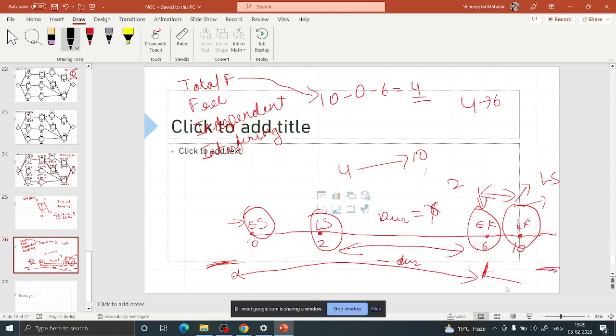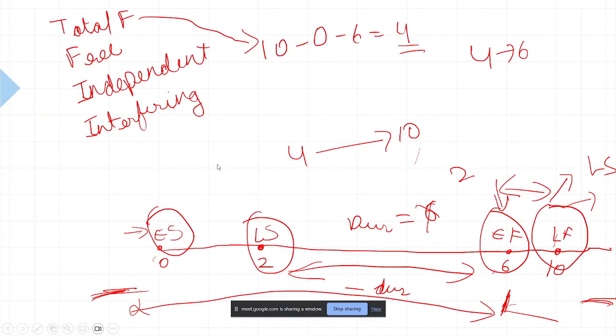My one point was, free float is dependent or related to the succeeding activities. Also, the late finish which we are calculating, sir, is related to the succeeding activities. So in the diagram which you have shown, sir, the late finish should also be considered in the calculation for free float.